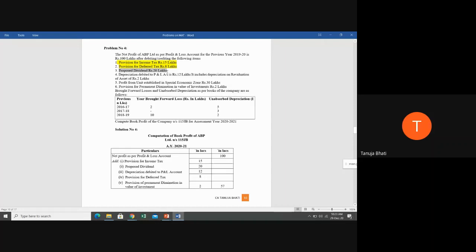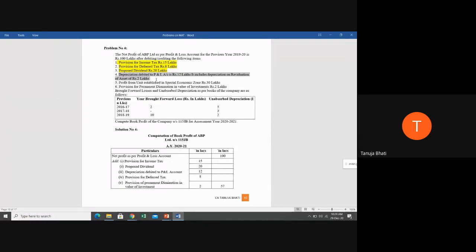Next, proposed dividend. Proposed dividend also is supposed to be added back to the net profit in order to get the book profit. Next, depreciation debited to P&L account is rupees 12 lakhs. It includes depreciation on revaluation of asset rupees 2 lakhs. Can anyone tell me, now in this particular item, depreciation debited to P&L account is 12 lakhs and that 12 lakhs includes revaluation of asset 2 lakhs. So what is normal depreciation here? Normal depreciation will be 10 lakhs and depreciation on revaluation of asset will be 2 lakh.